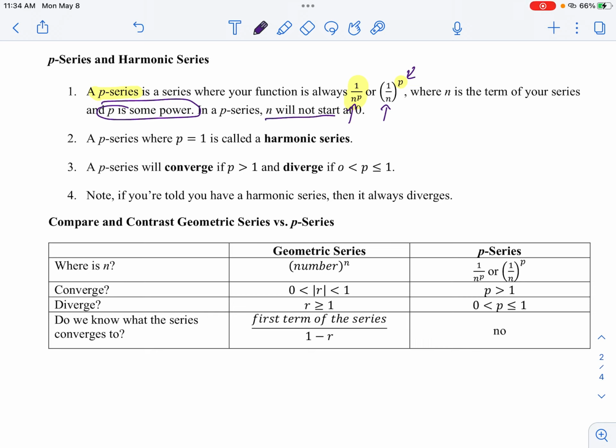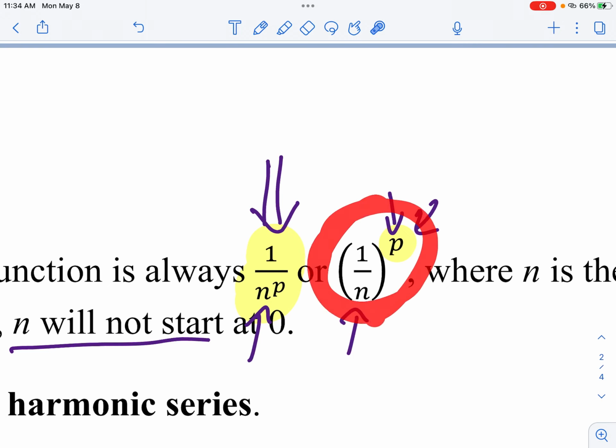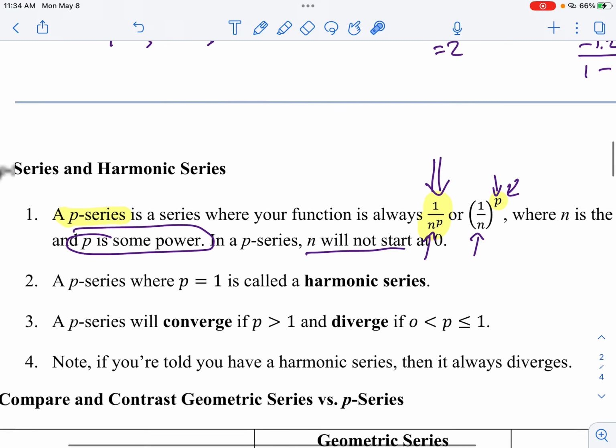In a p-series, n will not start at 0 because we can't divide by 0. Now, I do want to point out that this double arrow here, 1 over n to the p, is the general form for a p-series. However, we've already seen that we can take the number 1 to a power as well, and it doesn't affect it. So a lot of times you'll see it written the second way, and that's also a p-series. Just think of the p as being on the bottom as well, because a power on a fraction will go on the top and the bottom.